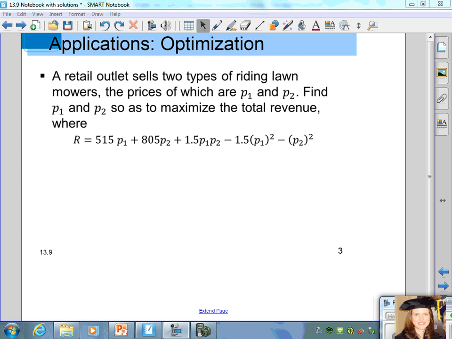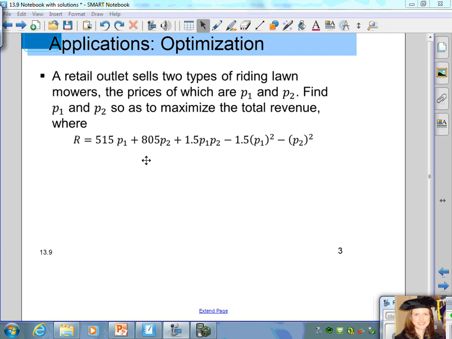Now this revenue equation has already been generated, and we get R equals 515 P sub 1 plus 805 P sub 2 plus 1.5 P sub 1 P sub 2 minus 1.5 P sub 1 squared minus P sub 2 squared. All right, so we want to find the prices that will maximize that total revenue.